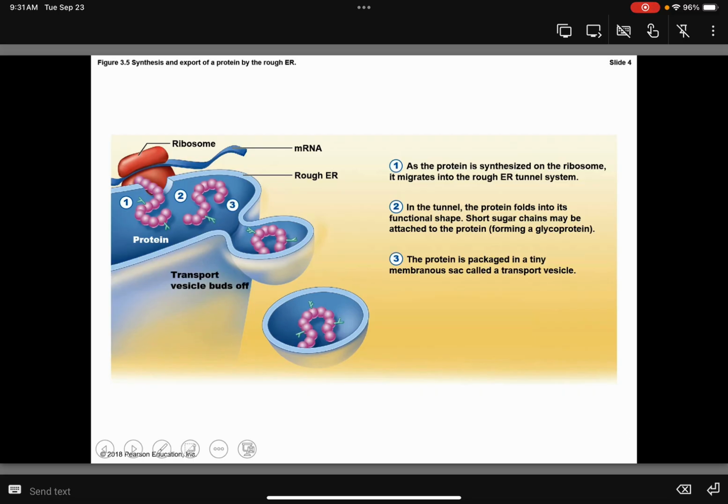Protein then gets packaged into a tiny membranous sac called a transport vesicle. And then that transport vesicle basically takes it to wherever it needs to go. One way to remember what a vesicle is is the fact that it is one letter off from being vehicle. So it transports things like a vehicle does.